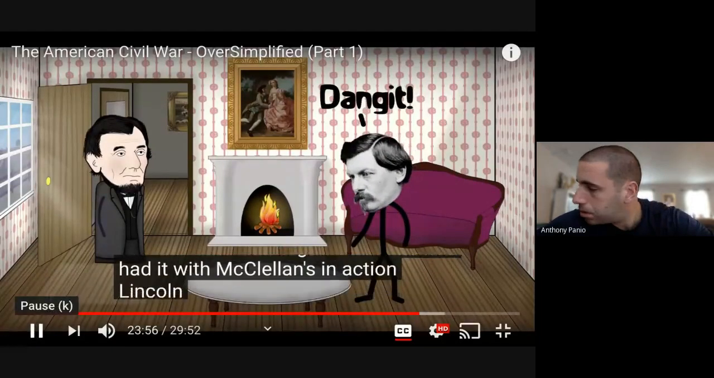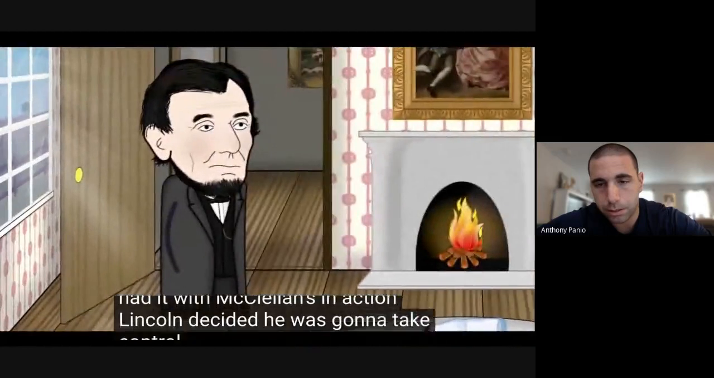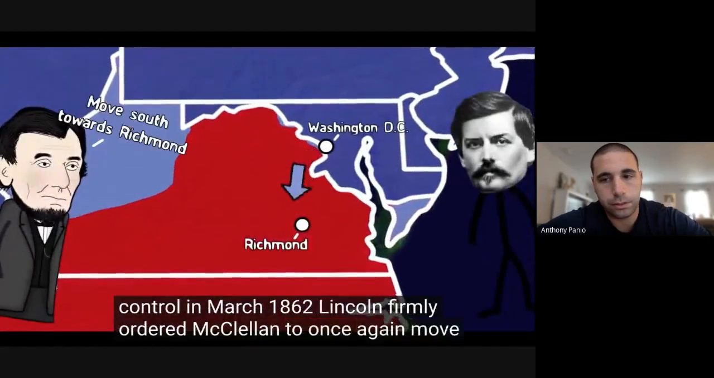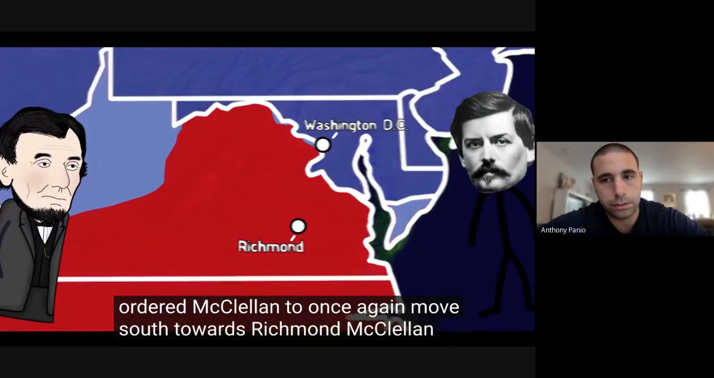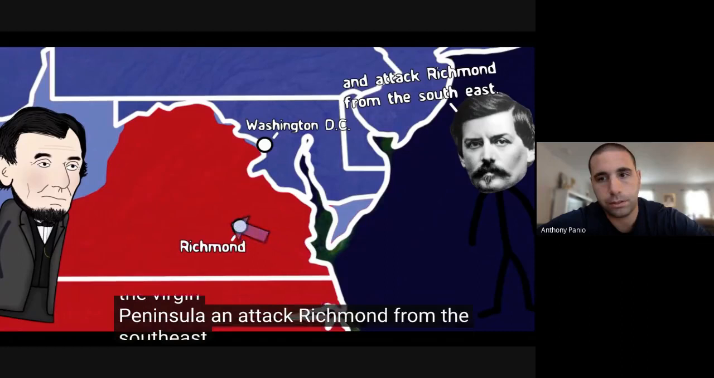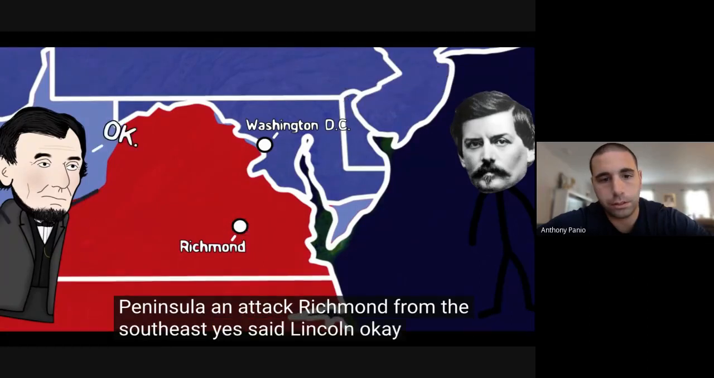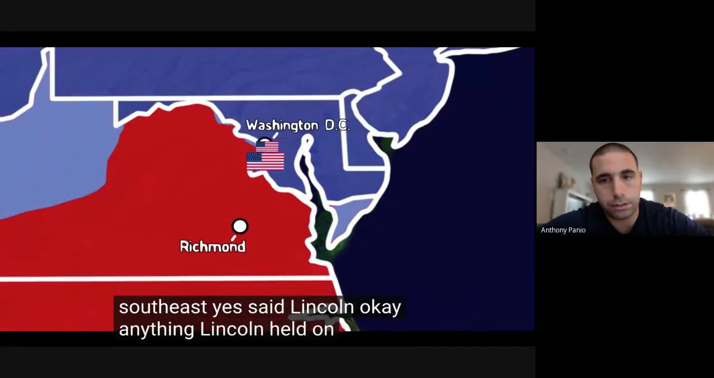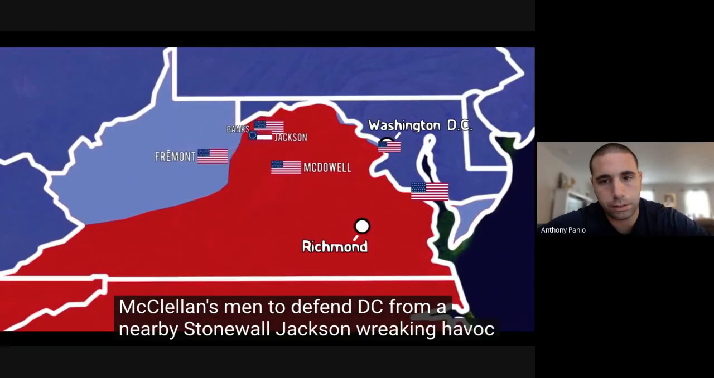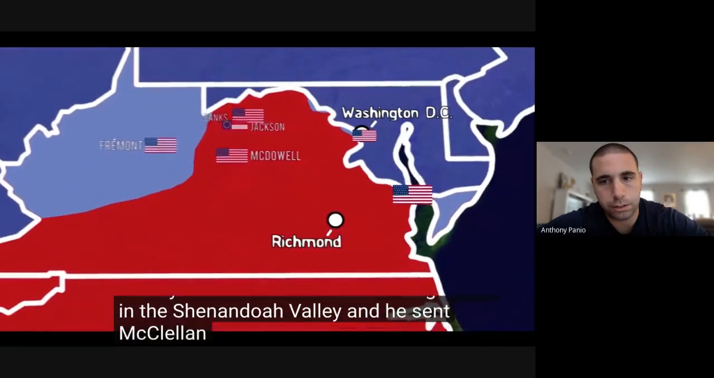In action, Lincoln decided he was going to take control. In March 1862, Lincoln firmly ordered McClellan to once again move south towards Richmond. McClellan insisted instead they move by sea to the Virginia Peninsula and attack Richmond from the southeast. "Yes," said Lincoln. "Okay, anything." Lincoln held on to some of McClellan's men to defend D.C. from a nearby Stonewall Jackson wreaking havoc in the Shenandoah Valley, and he sent McClellan south.